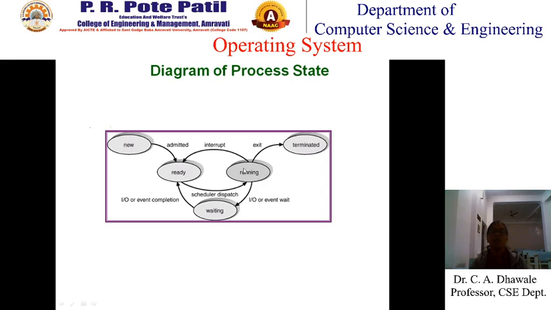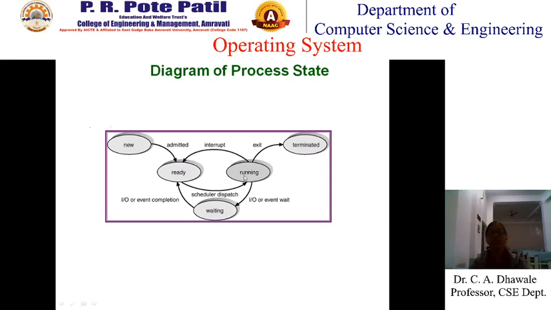Okay. Now while the process is running, some interrupt occurs. Then the CPU has to attend the interrupt. In such a case, the process will be interrupted and again it will enter the ready state. After some time, the CPU has given the services to the interrupt, and the CPU will resume its execution. So from ready it will again go to the running state.